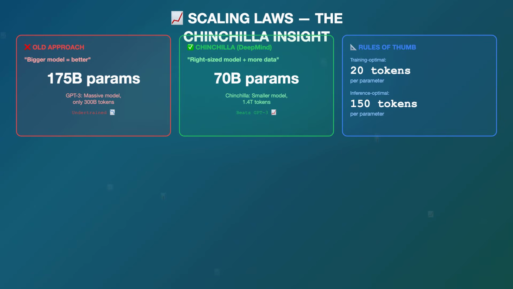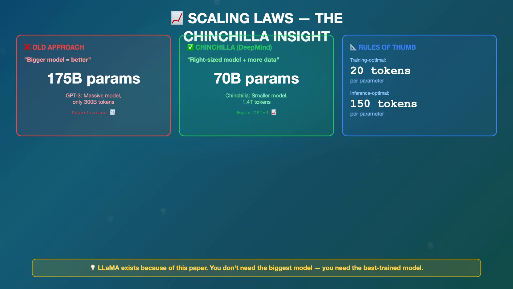But DeepMind's Chinchilla paper changed the game. They proved that a smaller model trained on more data beats a bigger model trained on less data. The rule of thumb: 20 tokens per parameter for training optimal, 150 tokens per parameter for inference optimal. This single insight saved the industry billions of dollars. Llama exists because of this paper. It showed you don't need the biggest model, you need the best trained model.